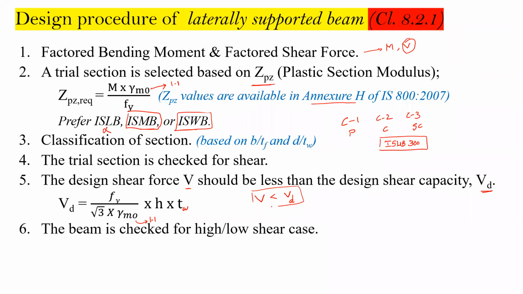And here you have to check, that means the beam has to be checked for high shear case or low shear case. Any beam will have two types of shears. One is a high amount of shear force and the second one is a low amount of shear force. Now, how do you identify any beam as a high shear beam or a low shear beam? You have the conditions for this.